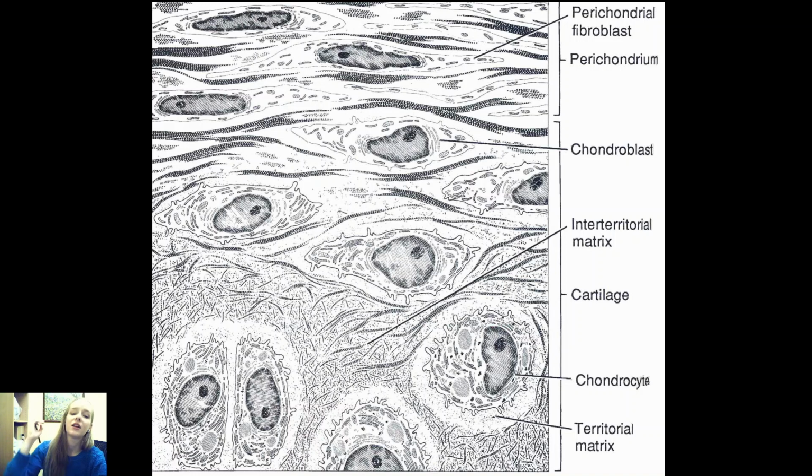So this is just a picture. Just a drawing, but it's very nice. I like it. We can see here that on the cartilage surface there is usually a layer of dense irregular connective tissue. Remember, dense irregular connective tissue, and that's called perichondrium. This is the layer of dense irregular connective tissue on the surface.